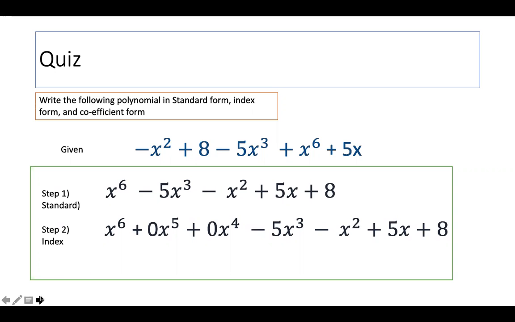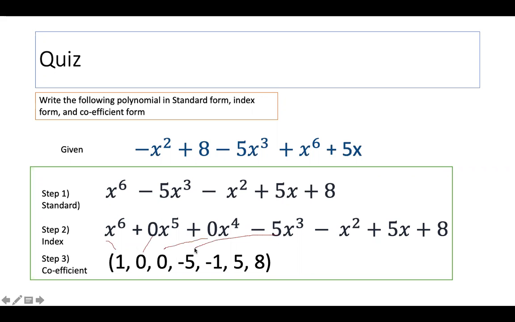Now we have to write the coefficient form, and once you write the index form, the coefficient form is super easy, right? What we are going to write is the coefficient of every term over here. So the first has a coefficient of 1. The next has a coefficient 0. Then there's a coefficient 0, right? So there's 1, there's 0, there's 0, minus 5, right? Observe this, I have not written 5, but minus 5. There's minus 1, okay? I'm not going to write the entire thing, but yes, -1, then we have 5, and in the end we write the constant 8. Okay, so this is how we have written the coefficient form.